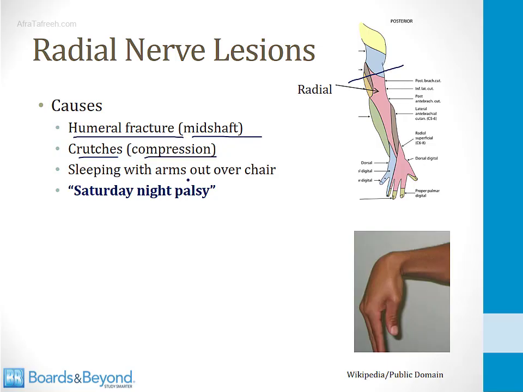And then patients who sleep with their arms out over a chair, alcoholics sometimes do this if they pass out, can develop a radial nerve palsy. This is sometimes called the Saturday night palsy. This can also happen if someone passes out with their head on their upper arm and compresses the nerve that way.